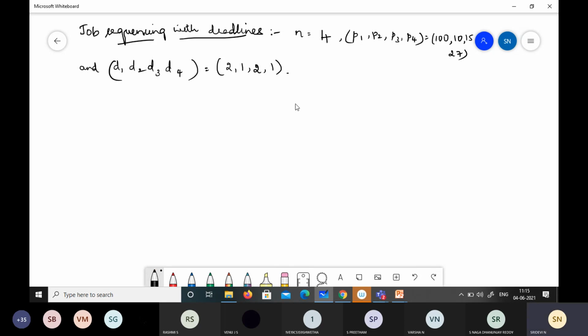And only one machine is available, and any job can be processed 1 unit at a time. It cannot be on the machine for more than 1 unit of time.